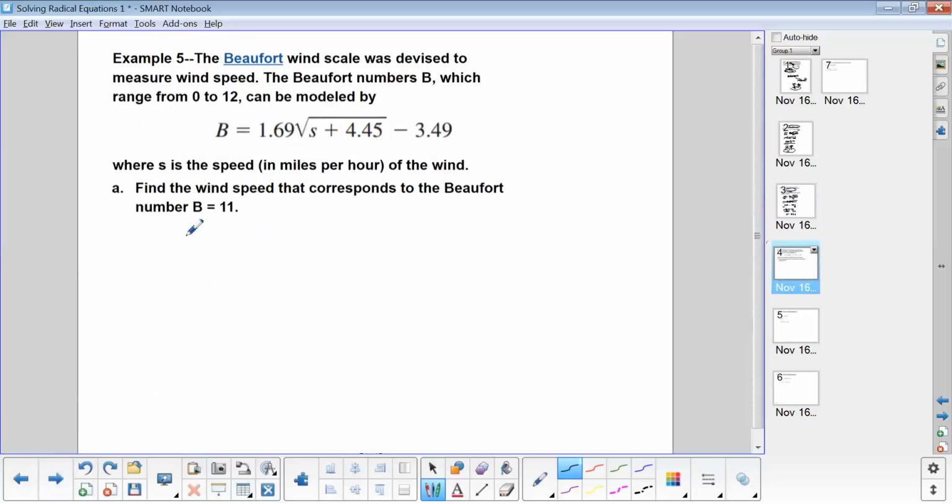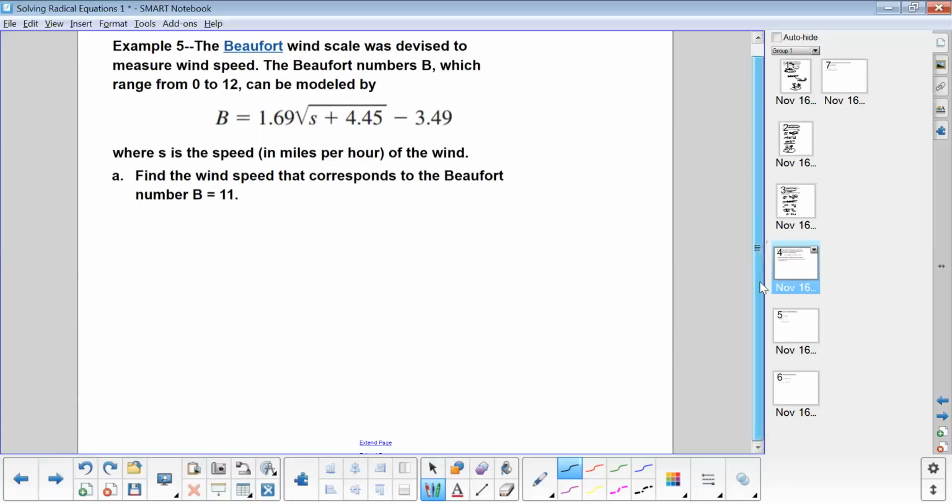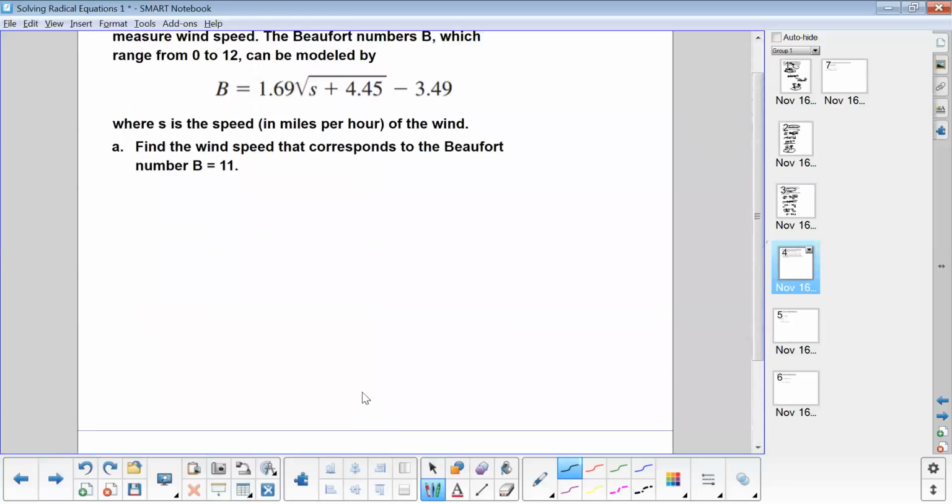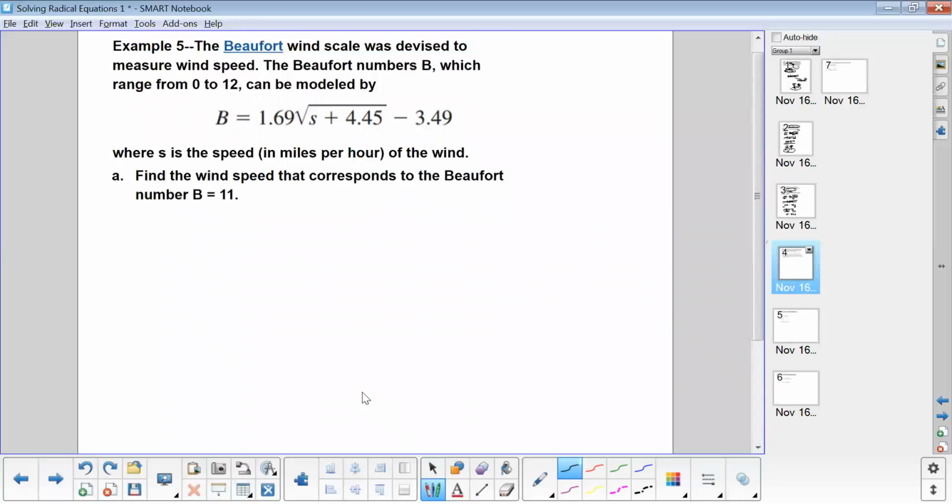It's another example involving wind speed. Beaufort wind scale is a measuring wind speed, and it has a radical in its formula. And so B representing the Beaufort number, and I would like to know what the wind speed is if I know the Beaufort number is 11. So I'm just going to substitute 11 in for B.